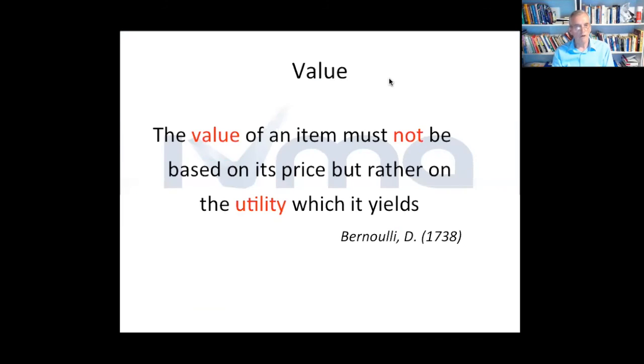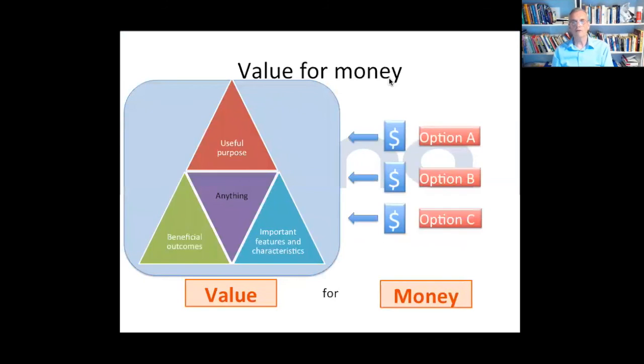So then, we've seen where our value is. The value is on this side of the triangle, this left-hand side here. We can see now this is where the value is: the combination of the useful purpose, the beneficial outcomes, the important features and characteristics. But here is our money. Our money is over here on this side. So on the left-hand side, we've got our value. On the right-hand side, we've got our money.